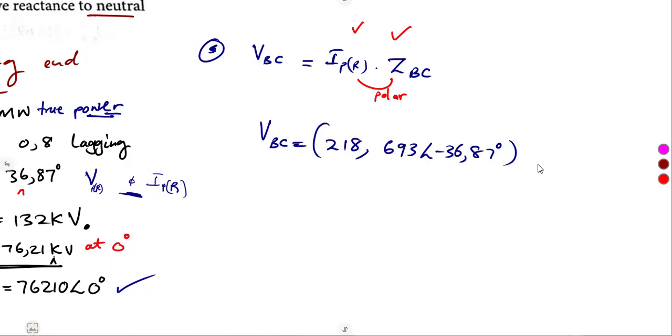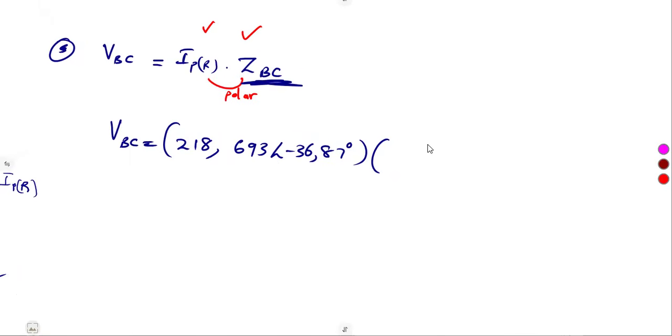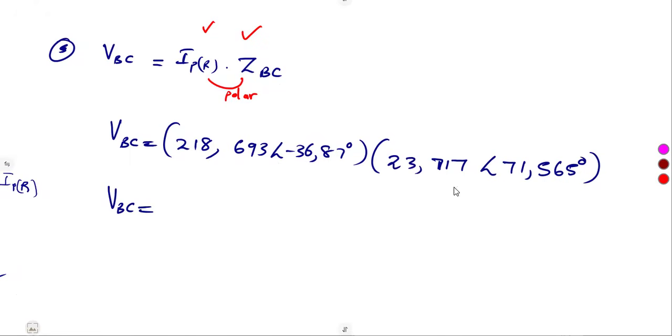Just also verify with your values because here, guys, as you can see, we are working with a lot of values. Then the impedance across BC, we also determined in polar form. It gave us 23,717 at an angle of 71,565. Remember, that was it. So that is going to give us the impedance across the points BC.